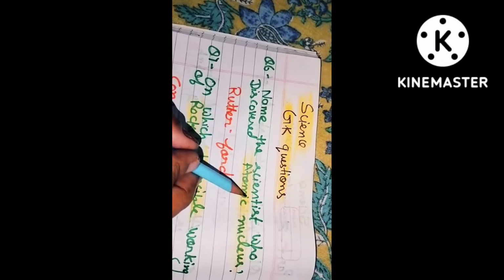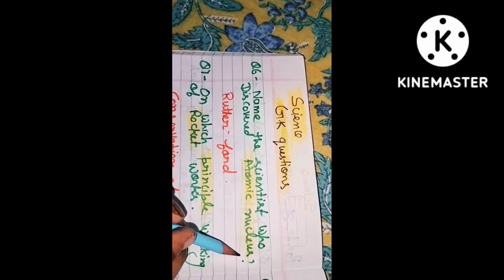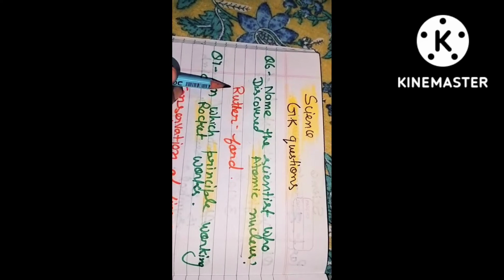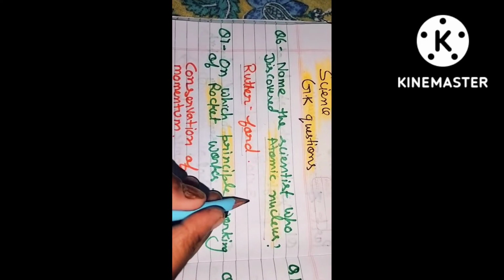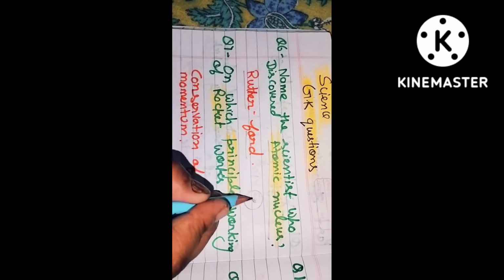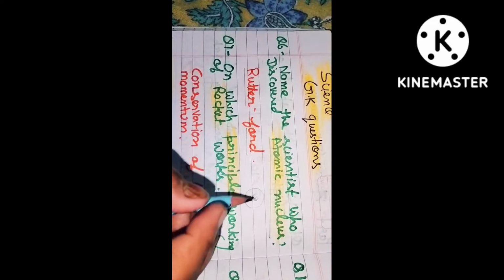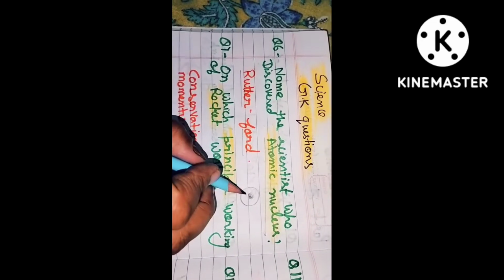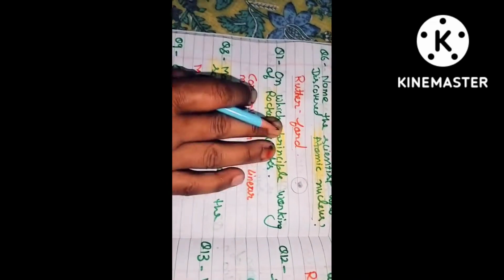Name the scientist who discovered the atomic nucleus. The atomic nucleus was discovered by Rutherford. Atomic nucleus means the center. These are the atoms and this is the nucleus of the atom. It was discovered by Rutherford by passing alpha rays through a thin gold foil.